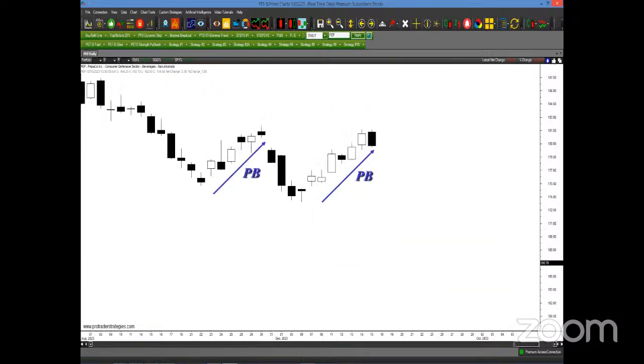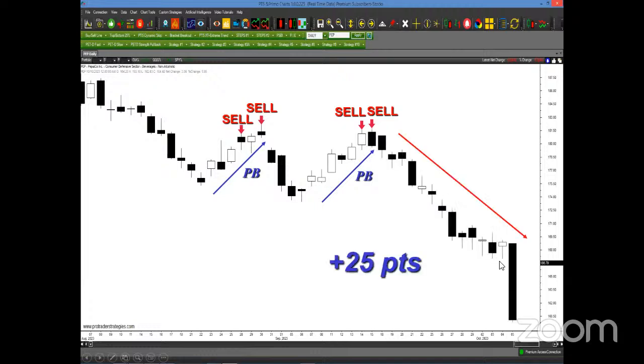Here's an example in Pepsi, PEP, all right? If you had bought on these bounces thinking that, well, it's going to go higher, well, look what happened. You would have lost money there and most likely here, because these are pullbacks to the upside. These are selling opportunities. Sell signals were generated using strategy number 9. And on this second setup, you could have potentially captured 25 points coming into last month.